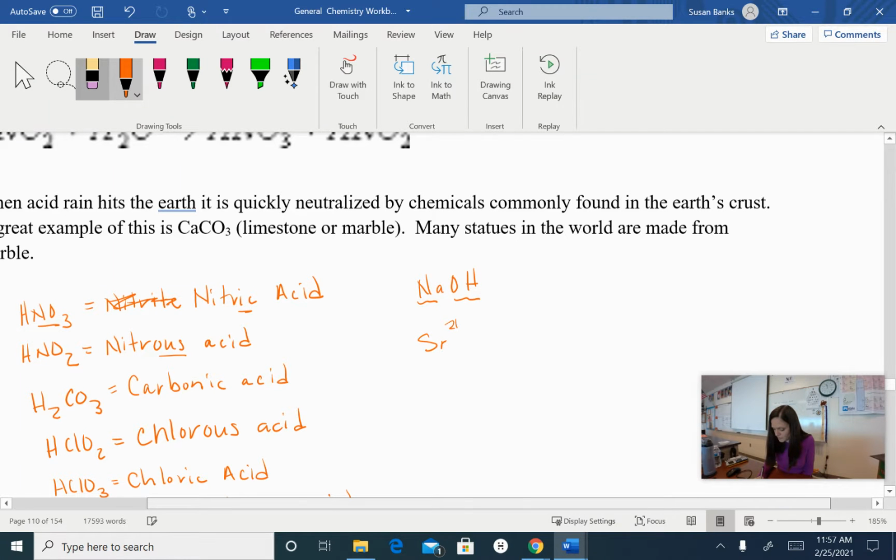So strontium has a positive 2, and remember hydroxide is a negative 1 charge. So to balance out a positive 2 and a negative 1, I'm going to need 2 of these to balance out that positive 2. Remember, whenever I have to multiply a group, like hydroxide is a group of elements, I have to use parentheses. So it would be written like this, and this would be strontium hydroxide.